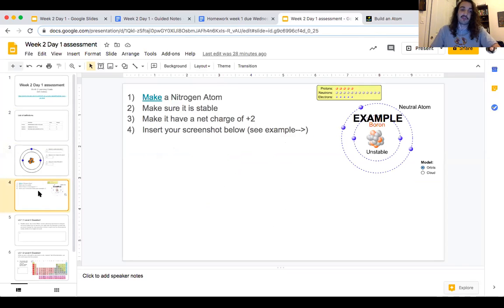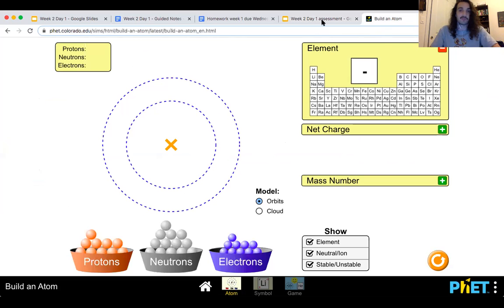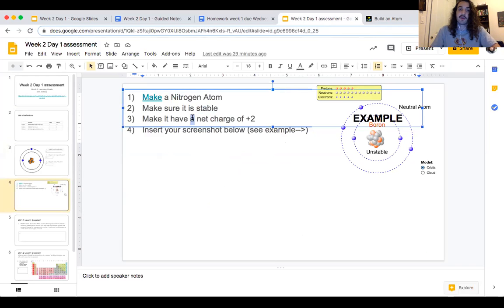The next slide, slide number 4, you need to make your own nitrogen atom. It's got to be named nitrogen. If you're not making a nitrogen atom, you're not going to pass this. You need to make sure it's stable. We learned about that stable, unstable button down here. Make sure it's stable. You have to make it have a net charge of +2. How do you do that? That's up to you. And lastly, after you do all those things, you have to take a screenshot and insert it. Something that looks like this.